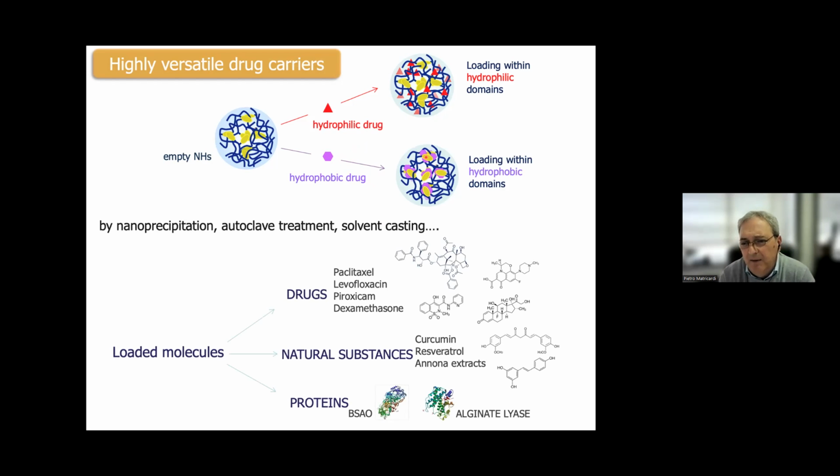We performed a huge number of experiments. We used small drugs like paclitaxel, anti-cancer drugs, antibiotic drugs, anti-inflammatory drugs, but also natural substances like curcumin, resveratrol, plant extracts, and so on. And finally, also proteins. In some cases, proteins have been destroyed by the nanoparticles because of interactions, but in many cases you have retention of the activity of enzymes, for example BSAO, alginate lyase, and so on. But in my presentation, I would like to show you only the application with the normal, between commas, drugs and not with proteins.